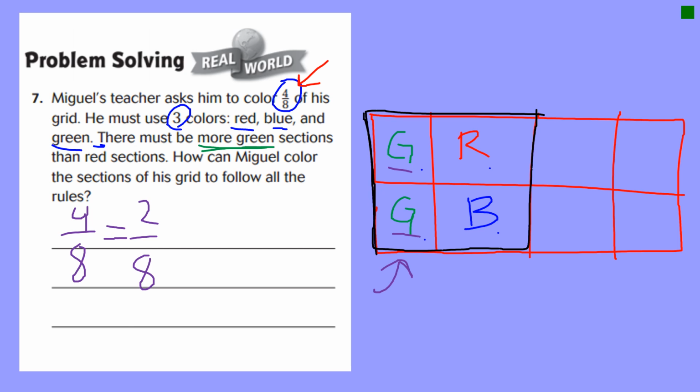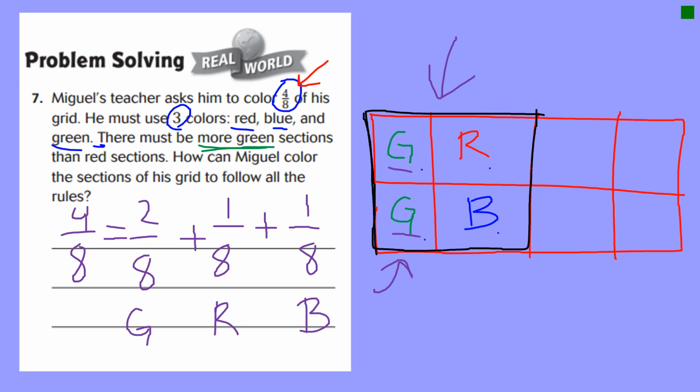2/8 are green plus 1/8 is red plus 1/8 is blue. Okay, so how can Miguel color the sections of his grid to follow all the rules? Just like that. 2/8 plus 1/8 plus 1/8. 2/8 green, 1/8 red, and 1/8 blue.